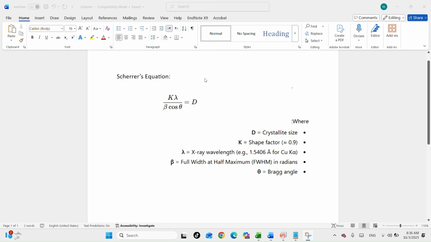As a part of our Researchers by Researchers initiative, I am here to show you how to calculate crystallite size from XRD data.